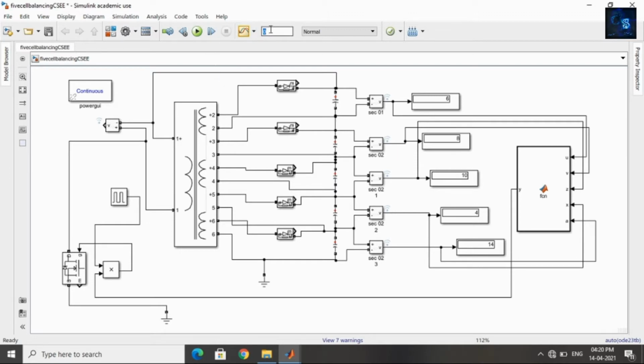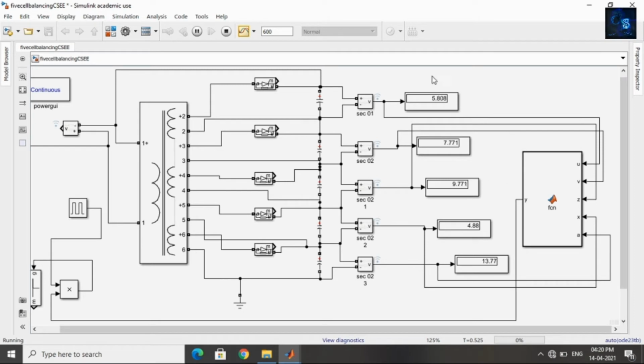I will set the time to 600 seconds. Now I will run this model. You can observe the voltage values in these displays. Here you can see the voltage. After a few seconds, the voltage across each cell will be equal. And here is the MATLAB function. Inside the function there is code which will compare the voltage of each cell and take necessary actions.